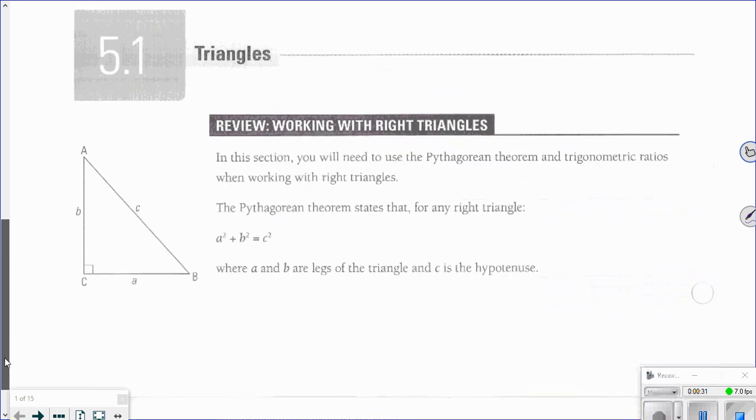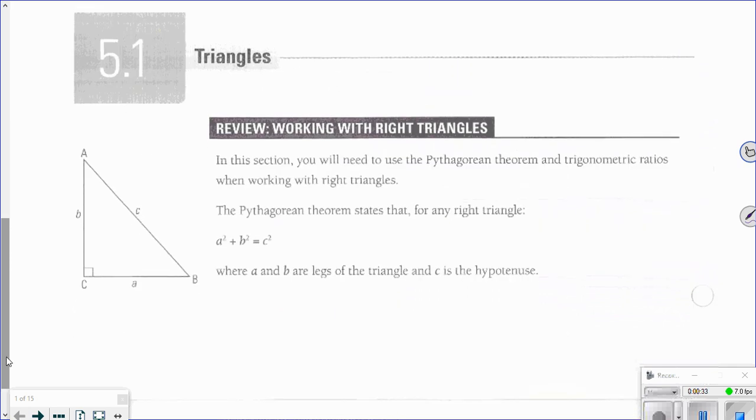Okay, so this first little bit is just review. It says in this section, you'll need to use the Pythagorean theorem and the trigonometric ratios when working with right triangles. The Pythagorean theorem states that for any right triangle, a squared plus b squared equals c squared, where a and b are legs of the triangle and c is the hypotenuse. So again, when we look at a right triangle, that right angle, if we turn it into an arrow, always points at the c side, or we can also call this side the hypotenuse.